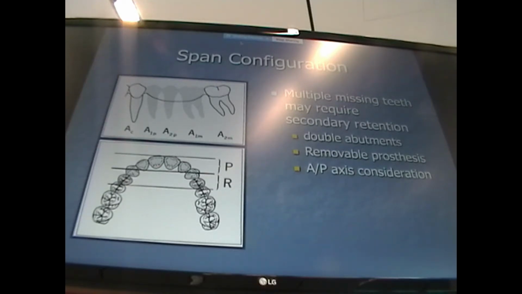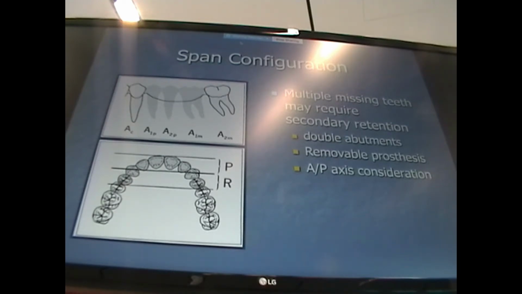So you can double abut, which means rather than having 1 tooth, you have 2 teeth. You can make a removable prosthesis. You can make a removable prosthesis that seats on implants. You can make a removable prosthesis that uses precision attachments. The AP axis consideration is, where is the bridge going to rotate around an axis?